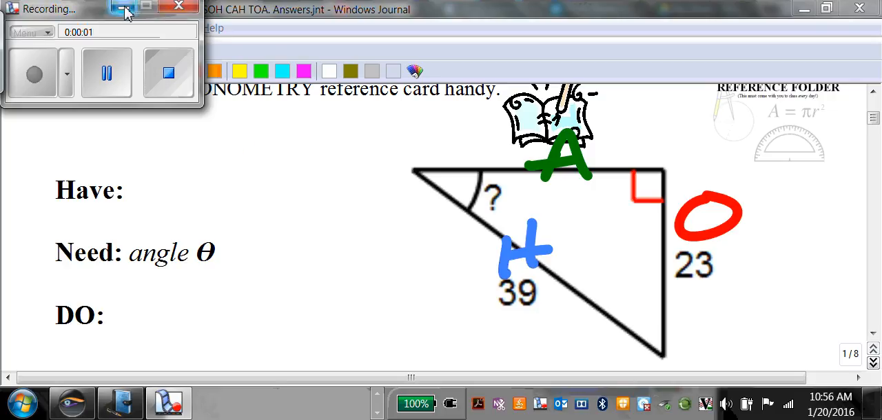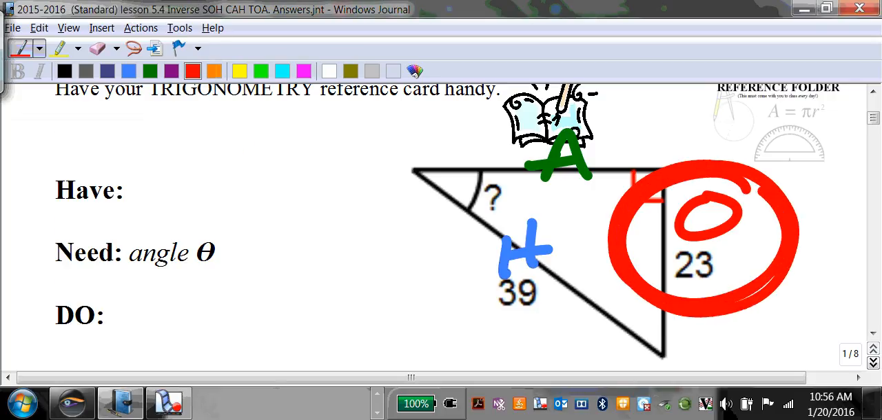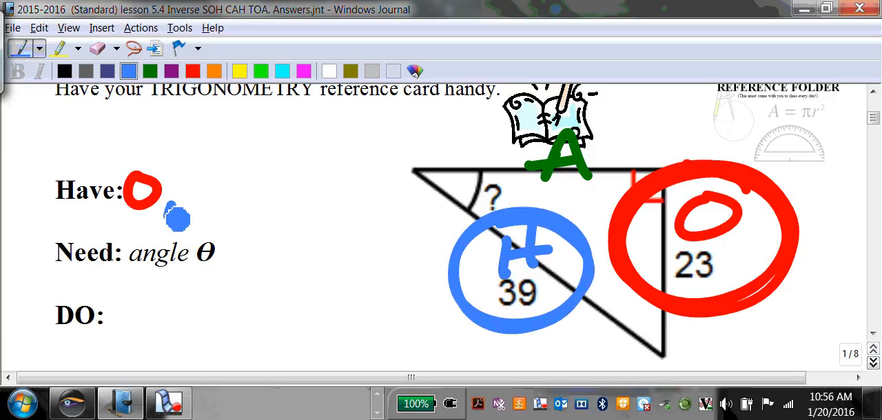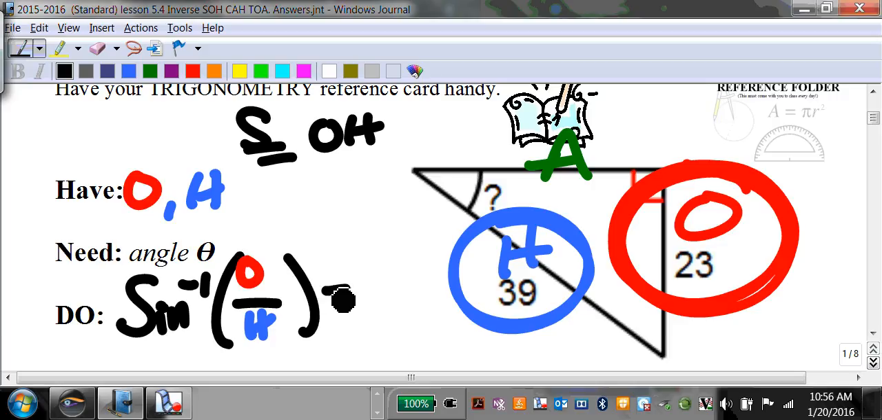Front page here of your lesson. And we have the what? We have the opposite. We also have the what? Hypo. We've got an OH combo. What goes with O? So it looks like this. It's inverse sine. So it's inverse sine, opposite over hypo, gives us our angle theta.